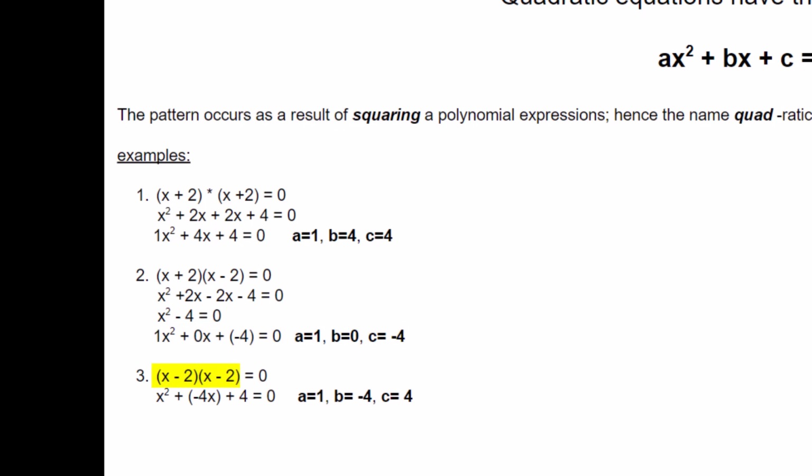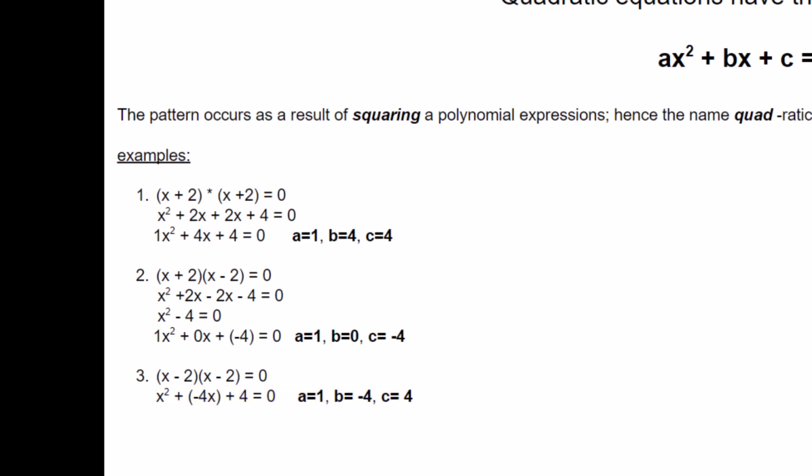For number 3 here, we have x minus 2 times x minus 2, or x minus 2 squared. Multiplying the x values, we get x squared. x times negative 2 is negative 2x. And then again, negative 2 times x is negative 2x. And then finally, negative 2 times negative 2 is a positive 4. So simplifying this, we get x squared minus 4x plus 4. The values of a, b, and c for this problem are 1, negative 4, and 4, respectively.